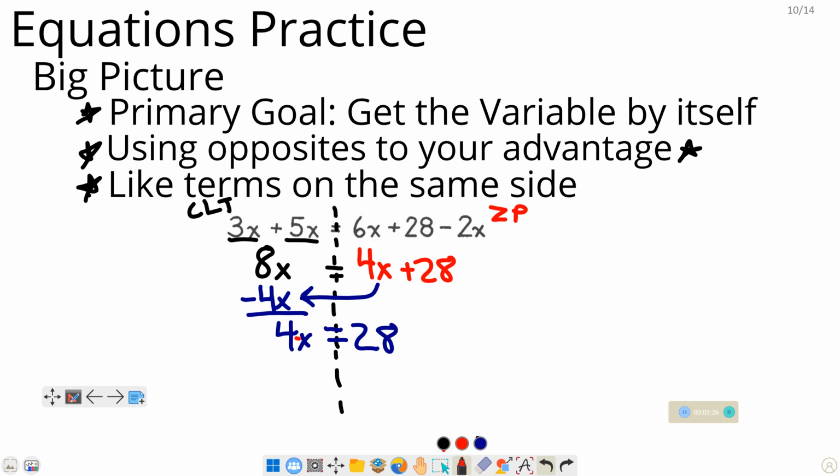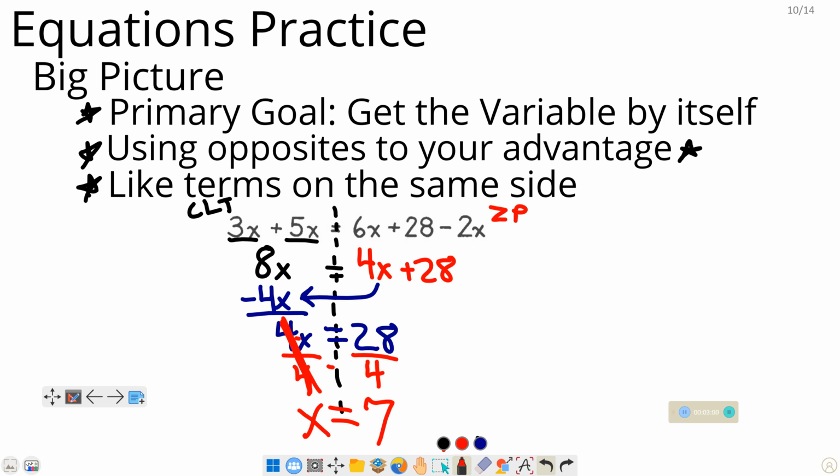Notice I used opposites to my advantage to get the 4x by itself. Now, this variable is connected to the number 4 through multiplication. The opposite of multiplication is division. We are going to regroup. We are going to change the grouping. Instead of 4x equals 28, I only want a group of 1. Notice when I put it in 4 groups, 4 divided by 4 is the big giant 1. X equals 28 divided by 4, which is 7. In each group, I have 7 tiles.